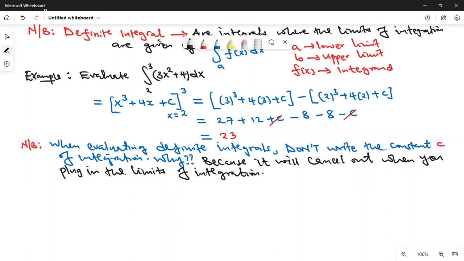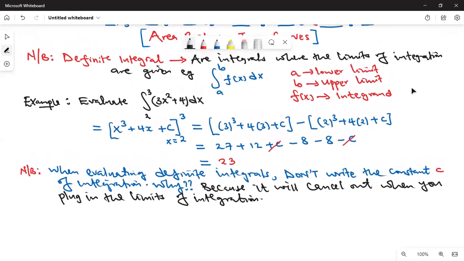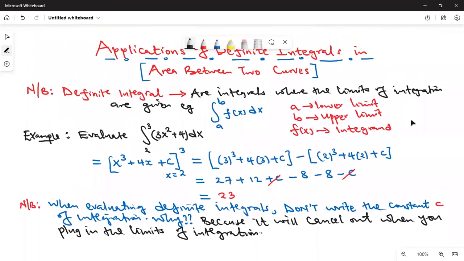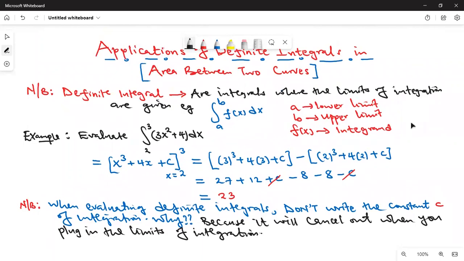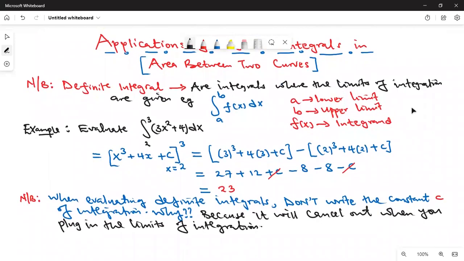And you see, when you talk about application of these integrals, we'll be looking at so many applications. So to make your work easier, to save on time, don't even bother writing the constant C. You only write the constant C when you're not given the limits of integration. And we said any integral without limits of integration is called an indefinite integral. So take note of that.